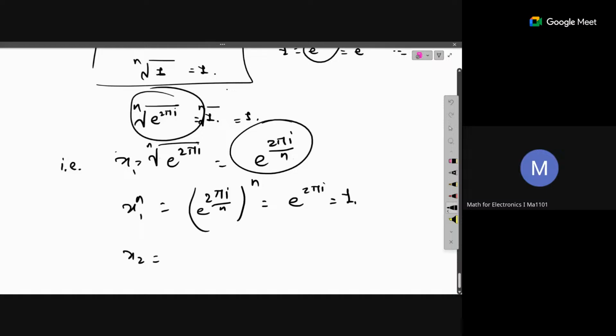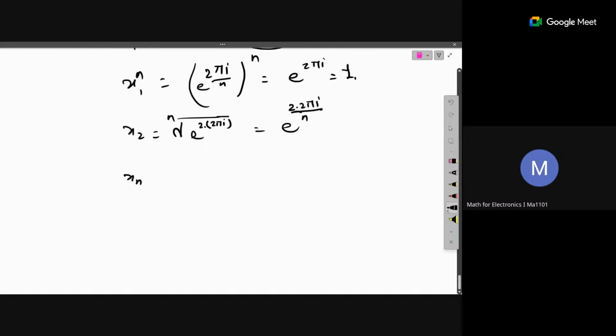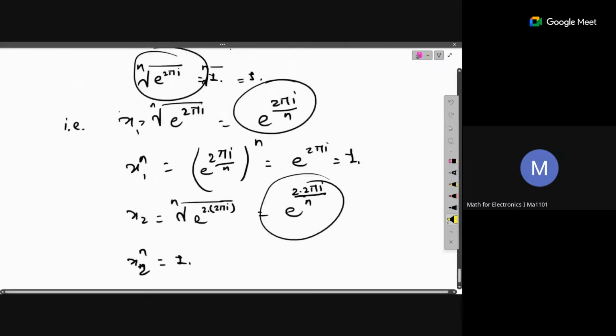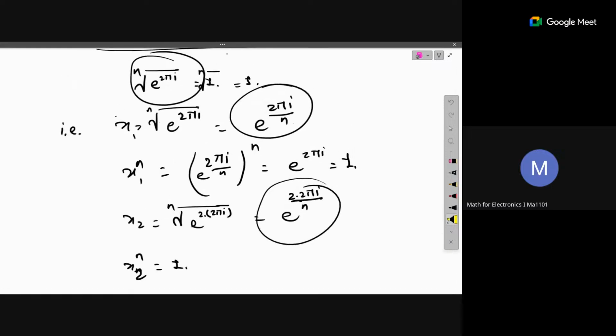If you take x2 to be the nth root of e to the power 2 into 2 pi iota, then this will be the same as e to the power 2 into 2 pi iota by n. Right? And if you take x2 to the power n, then that's also equal to 1. So this will be our second root. Here you observe we are just taking a particular value of k. Initially, 1 is nothing but k equal to 0.